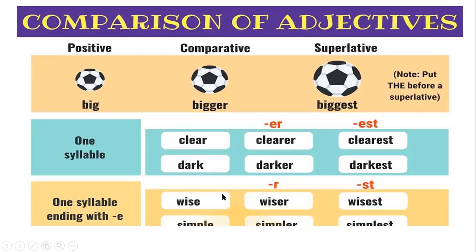So, if we have one syllable ending in E, what I do is say wiser. In this case, there's no problem. I just add the R, right? Then in the superlative, I add ST, wisest. Simple, simpler, simplest.